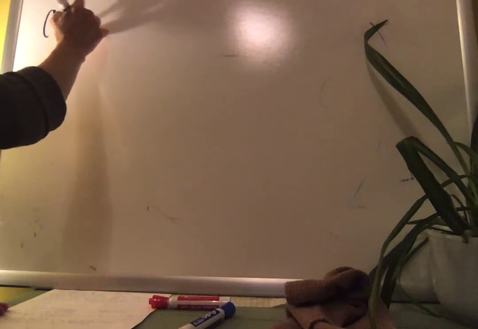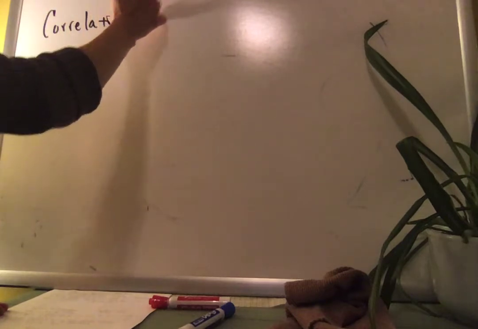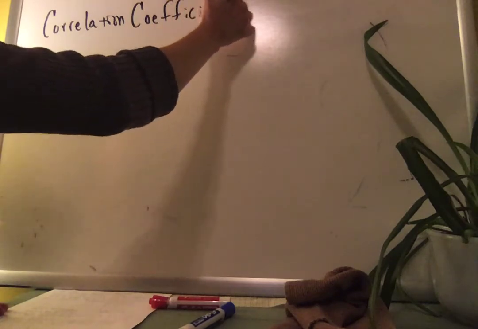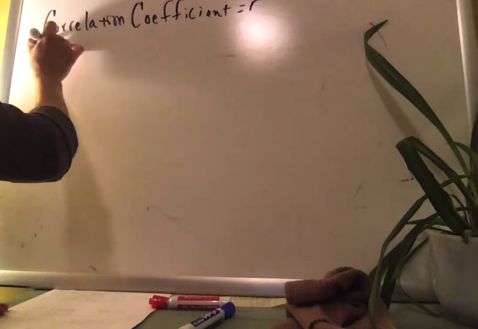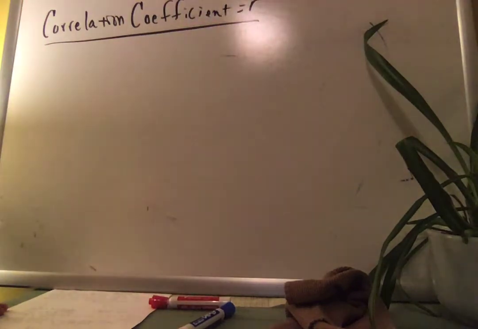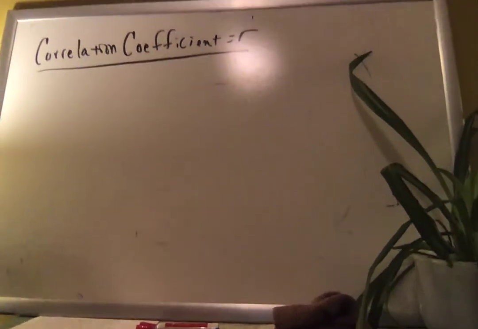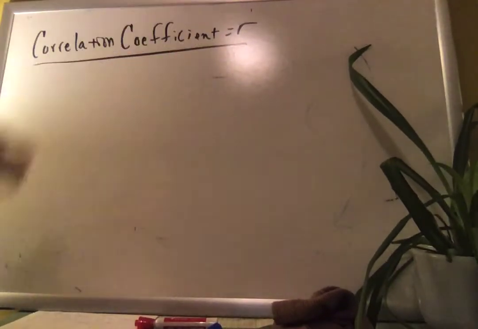Okay, now we were talking about the strength, right? I've been using that word. Let's get a little more formal now. This is a first symbol or letter. We have to know what it means. Something called the correlation coefficient. It is denoted by R.